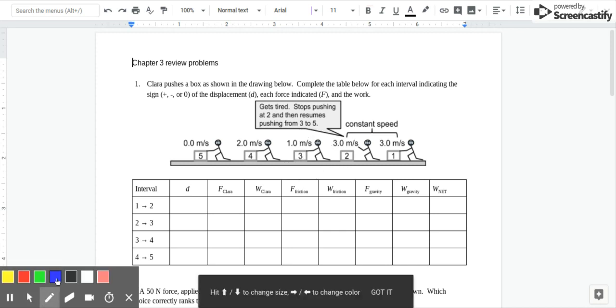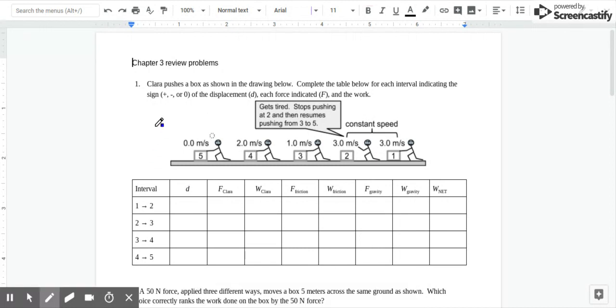Hey guys, let me just go through this and tell you how to do these review problems. So first of all, we've got this Clara problem, and we have to do the sign of the displacement, force, and work. If you look at this box, it goes from 1 to 5, and it's going to the left. So the displacement is always negative, because negative means left, and that's good. It doesn't stop until 5.